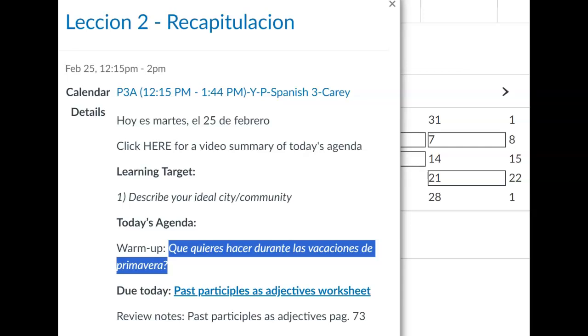Identify 3 infinitives, 3 activities, things you'd like to do during the break. Conjugate those verbs in the nosotros command form, or make negative commands to say what you don't want to do during the spring break. Magic number for that one, 3.